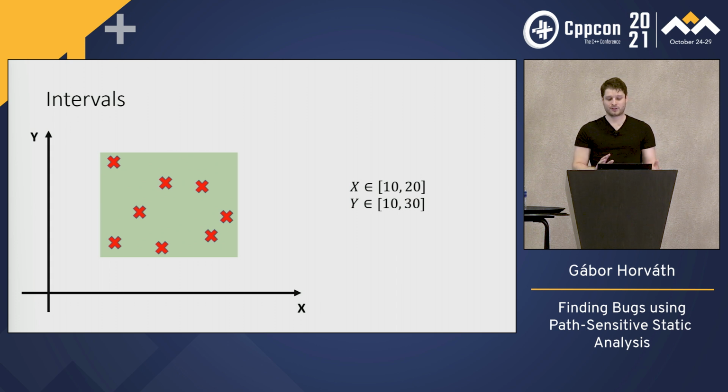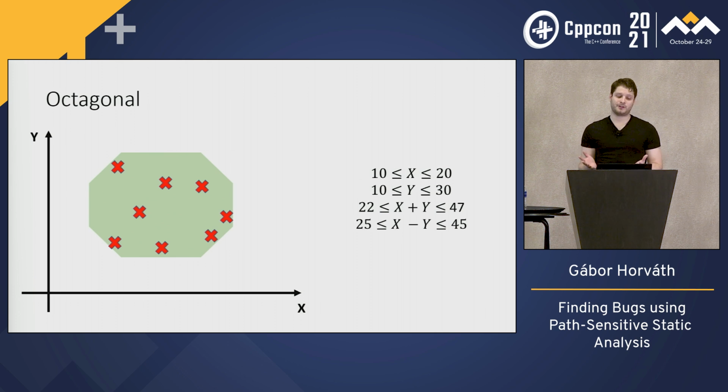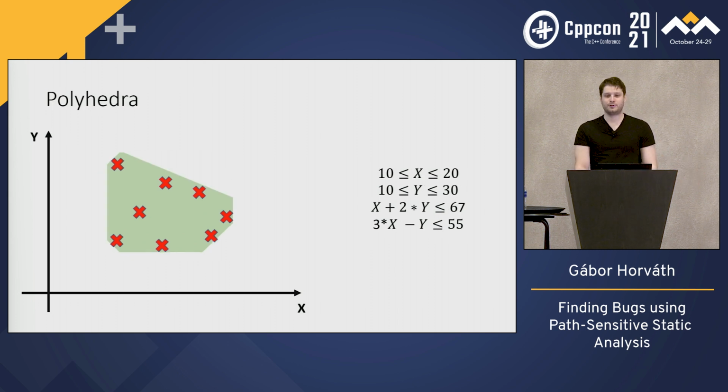We also have more sophisticated models. If we use octagons, we can also compare variables to each other, so we can express things like x must be less than y. And we can go even further. We could use polyhedra to represent the states. In this case, we can have arbitrary linear expressions to describe the constraints that we have. And we use a polyhedra model in MSVC's static analysis tools to reason about the values.